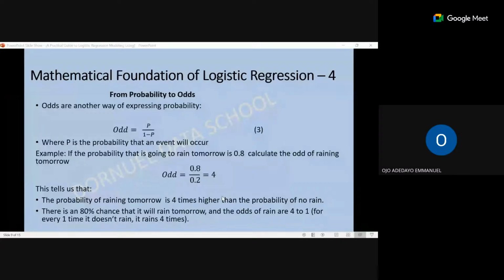Please just be following me like that. Remember, we started from probability and I took us through the sigmoid function. Our endpoint is the logistic regression. So we are moving now from probability to odd. Now let's continue.